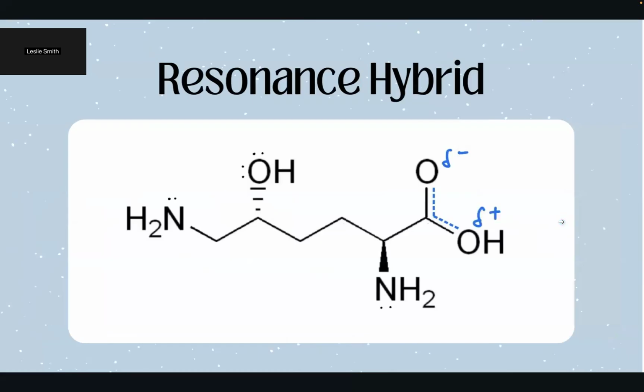After resonance takes place, a resonance hybrid can be created by combining the structures. This slide demonstrates the partial charge in the molecule due to the combination of movement and resonance. In the carboxylic group, the O is partially negative and the OH is partially positive. The blue dashed line demonstrates the movement of electrons due to breaking a bond and forming a new one.